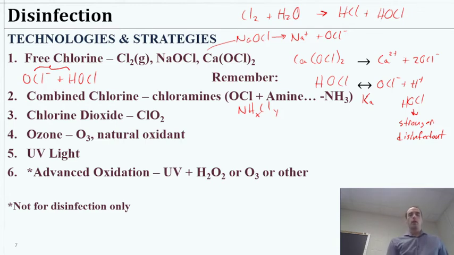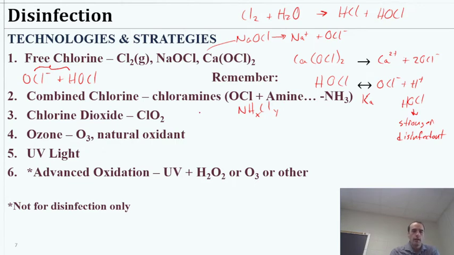We'll clarify that later. But that's the base way to understand it: we can have monochloramine, dichloramine, trichloramine based on that ratio. We'll come back to that later.